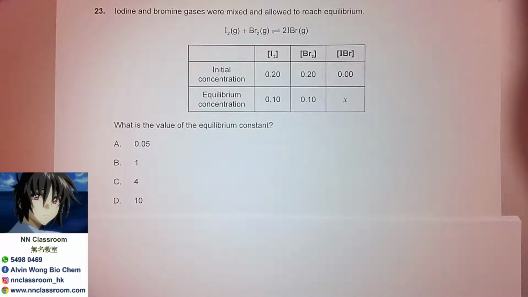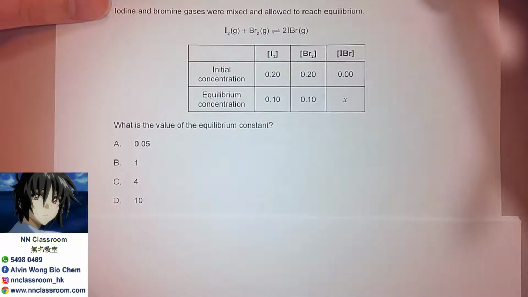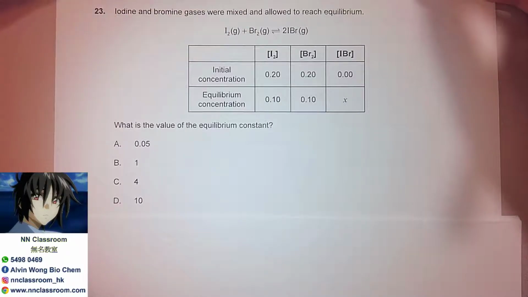Today I'd like to share with you a past paper question for 2019 Time Zone 2 in May, question number 23, relating to the topic 17, the high level of equilibrium, introducing some calculation concepts in equilibrium. Let's see, given iodine and bromine, I2 and Br2 gases were mixed and allowed to reach an equilibrium.